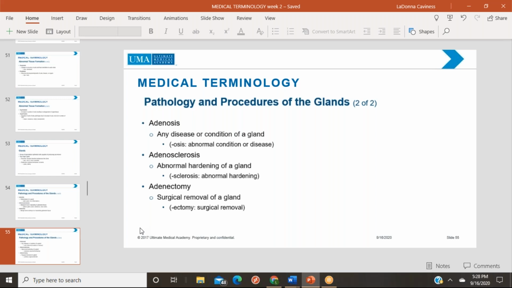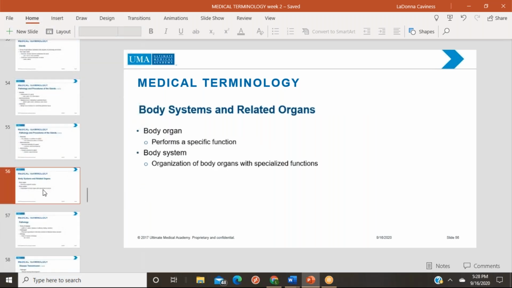Adenectomy, surgical removal of a gland. Ectomy refers to surgical removal of something.